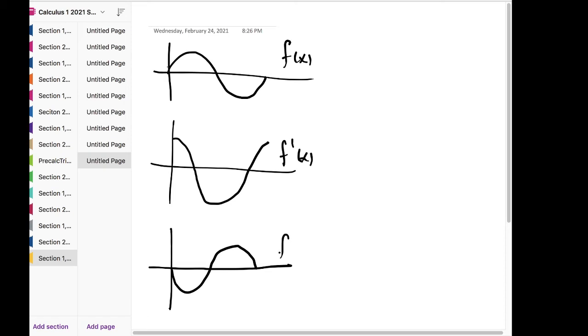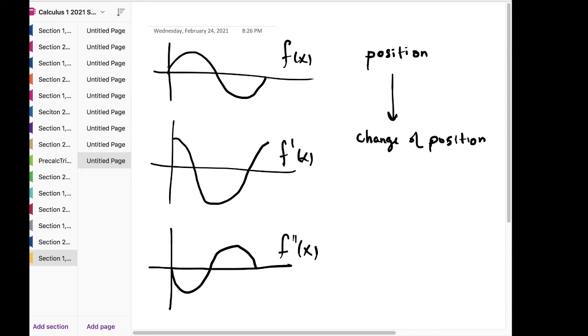Okay, think back early on when we started talking about limits. If your function was a function of position, what do you think the derivative means? What sort of function is the derivative? So the derivative means change of position. What physics term is change of position?